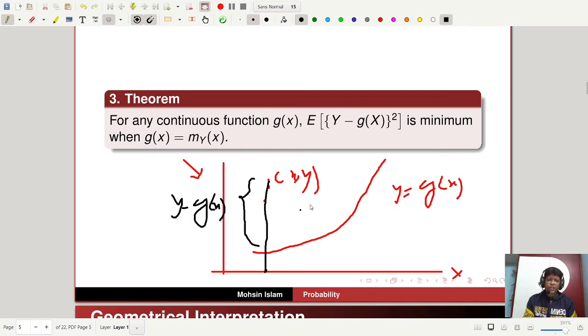You can have another point (x1, y1), another point (x2, y2), and you can measure the deviation again. Another point (x3, y3), you can measure the vertical deviation, and the point can be below also. So the difference can be negative or positive. That is why you have taken a square. That is the significance. So for any continuous function g(x), the expectation of (y minus g(x)) whole square is minimum when g(x) is taken as m_y|x, the conditional mean of y on x.